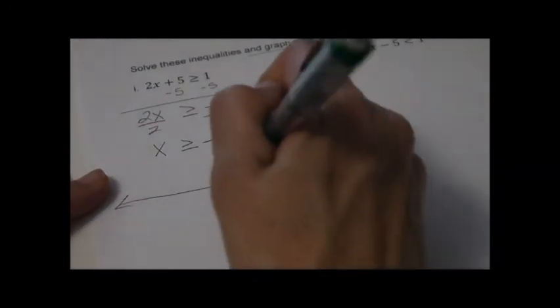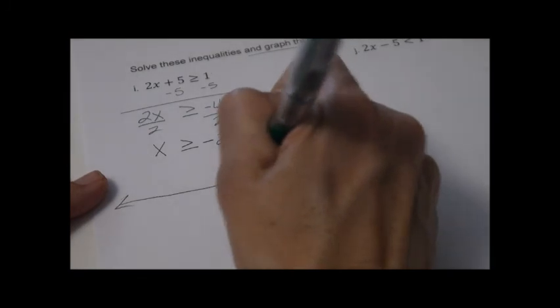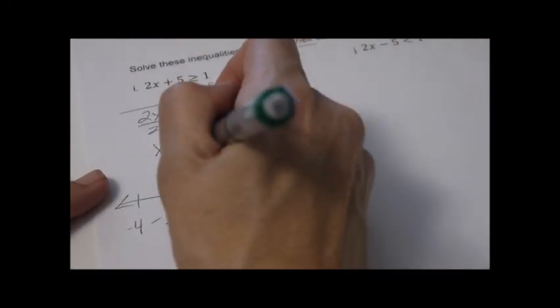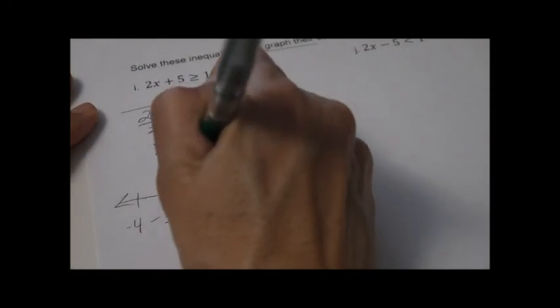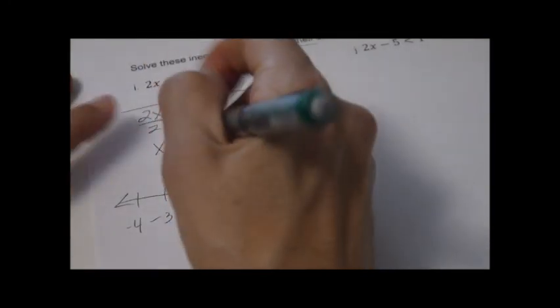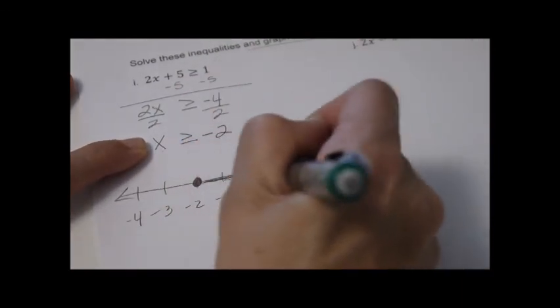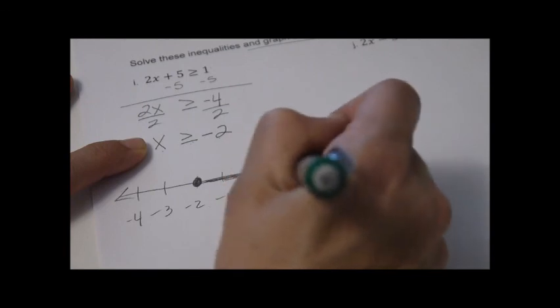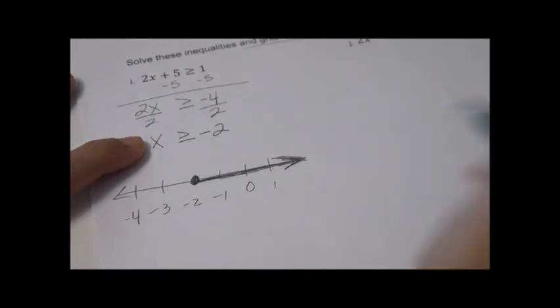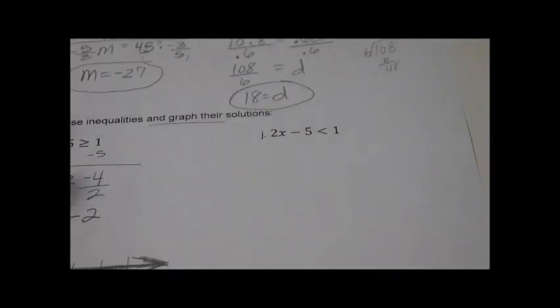Okay, so I might go 0, 1. Doesn't have to be perfect. So greater than or equal to, so it's going to be a solid circle at negative 2. And we are talking about all the things greater than this number. So greater means to this side of the number line, okay, and higher. That's greater than. Greater goes right, okay.